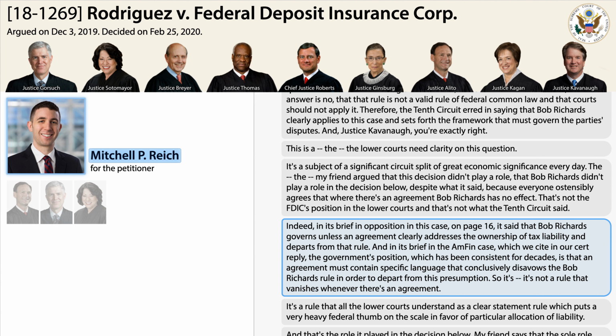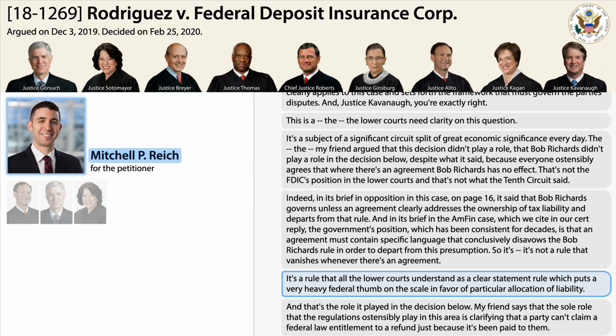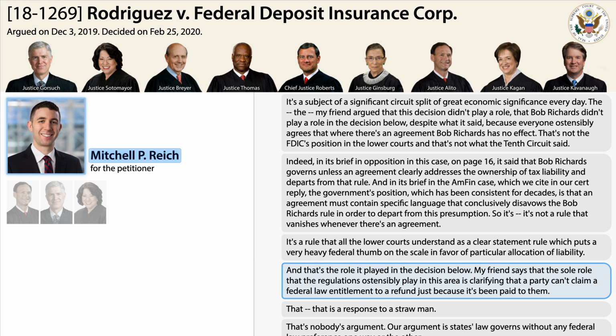So it's not a rule that vanishes whenever there's an agreement. It's a rule that all the lower courts understand as a clear statement rule, which puts a very heavy federal thumb on the scale in favor of a particular allocation of liability, and that's the role it played in the decision below.